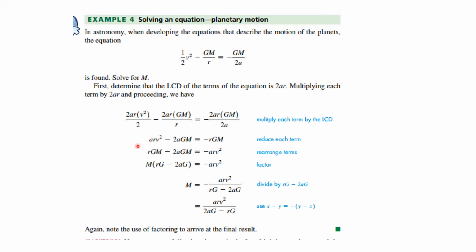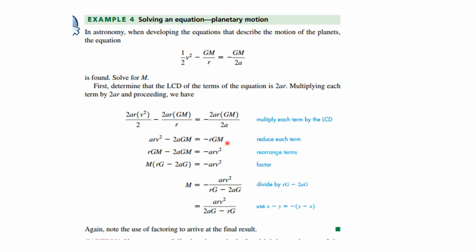So we're multiplying all the way through each term by 2ar. So we multiply by 2ar here, 2ar here, and 2ar here. Over here, the 2's will cancel. Over here, the r's will cancel. And over here, the 2a's will cancel, giving us this.